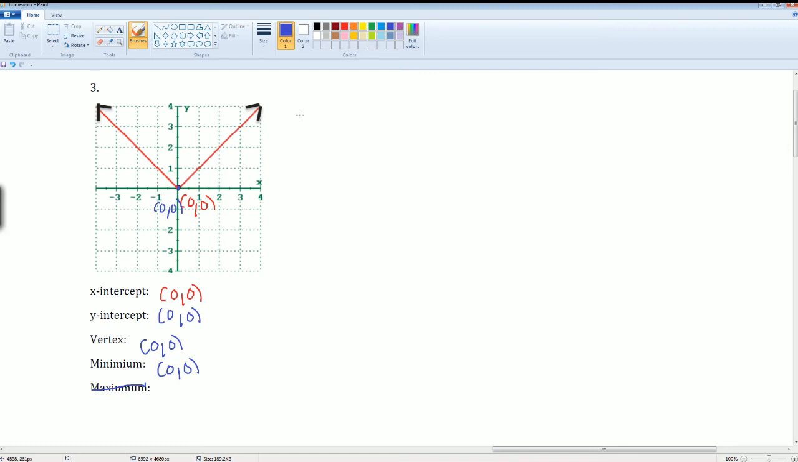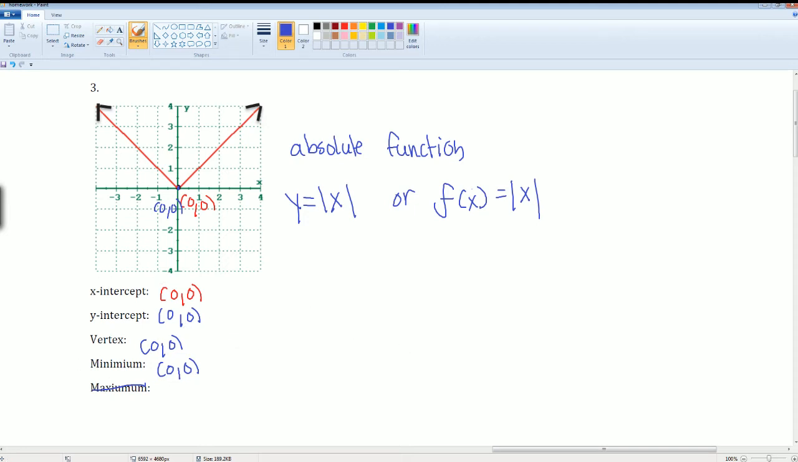This is the absolute value function. If you want to see the equation for this, it's y equals the absolute value of x, or in function notation, it looks like this. The x-intercept is 0, 0, the y-intercept is 0, 0, the vertex is 0, 0, and it has a minimum of 0, 0.